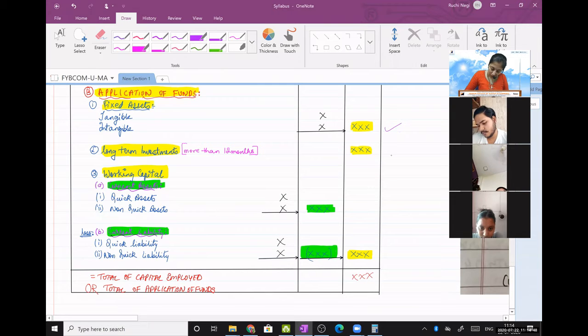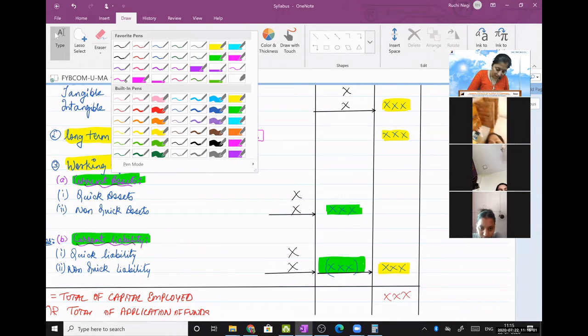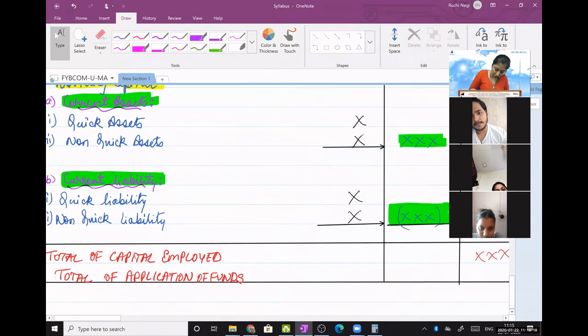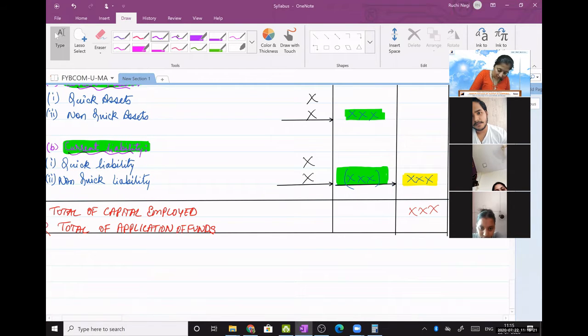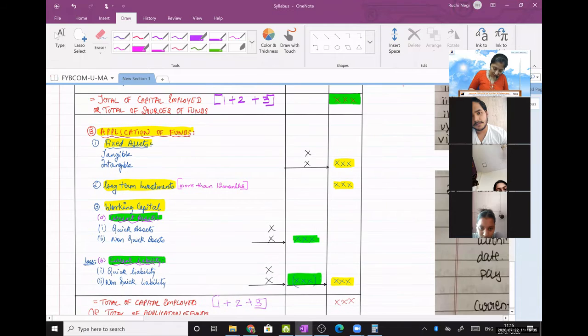And then add these three, 1, 2, 3. Okay, again, look at the screen. Here, what are you going to add? This current assets, fixed assets, long-term investments, and this working capital. Three things you're going to add. Okay. So these three things will give you what? Total capital employed or total application of funds. So right here, 1 plus 2 plus 3. Same thing what we wrote up. 1 plus 2 plus 3. Okay.